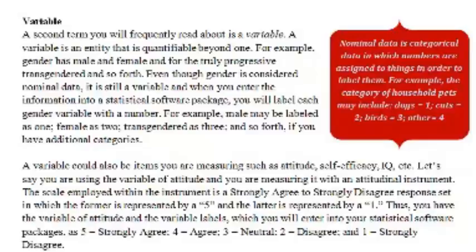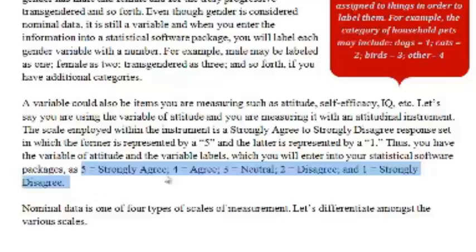A variable could also be an item that you're measuring within various instruments. If you were using an attitudinal instrument or a self-efficacy instrument or an IQ instrument, those items within those instruments could also be reflected as variables, or just the fact that attitude in and of itself is a variable. If you're using an attitudinal instrument and you employ a scale of strongly agree to strongly disagree, then you have the variable of attitude and the value labels that you would enter into your statistical software package as 5 equals strongly agree, 4 equals agree, 3 equals neutral, 2 equals disagree, 1 equals strongly disagree. These are just the labels that name your variable of attitude.